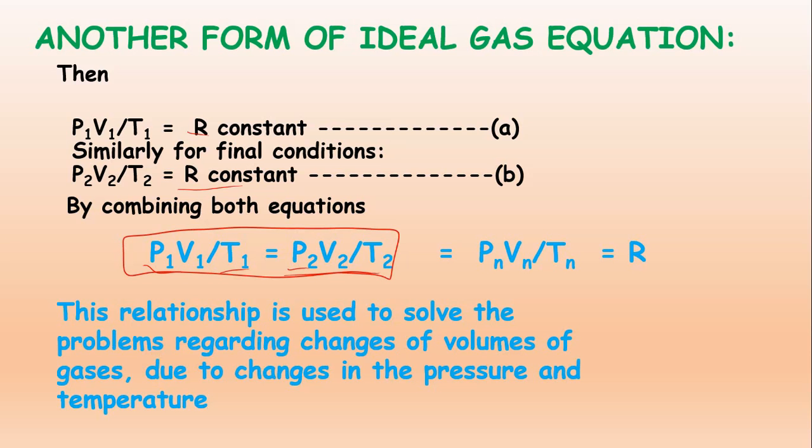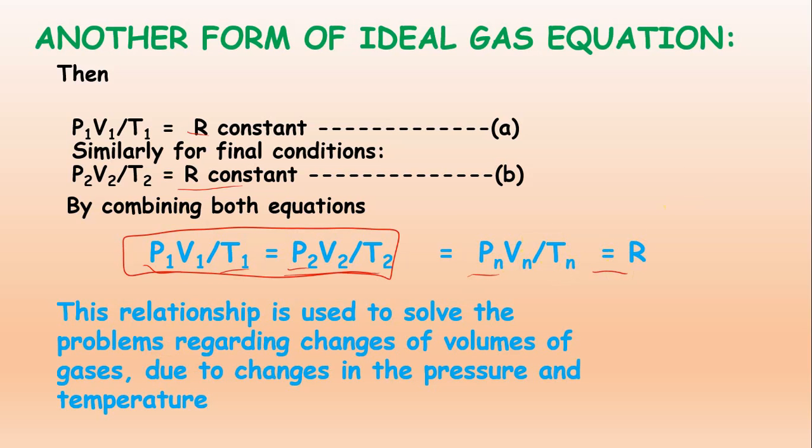Or we can write it in this way, Pn means any state, any number, and Vn and Tn, then that will be equal to R. So this relationship is used to solve problems regarding changes of volume of gases due to changes in the pressure and the temperature.